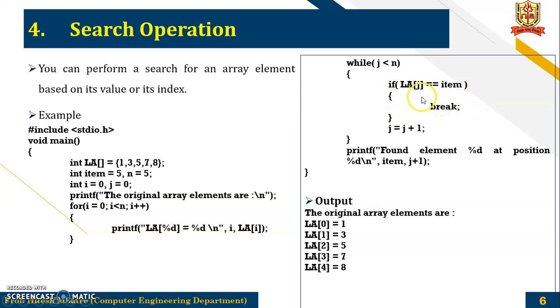So break. It will come out of the loop and then display the print: found element at position. So found element 5 and position is j plus 1. The j value was 2, and 2 plus 1 is 3. So at the third position. You can see found element 5 at third position, that is 1, 2 and 3. So at the third position we have found the particular value.